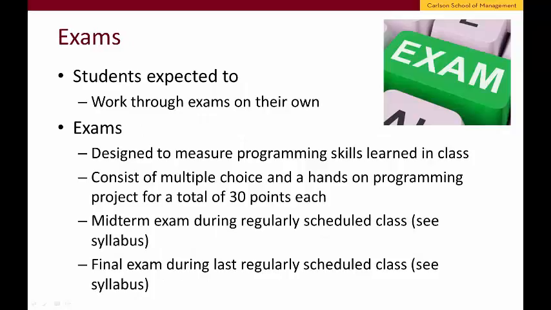The primary objective of an exam is to measure programming skills learned in class, and students are expected to work through each exam completely on their own. Unlike assessments and homework assignments, where discussion and collaboration is encouraged, exams are exclusively a product of your own work. The 2 exams are worth 60 points, 30 points each, with midterms scheduled during one of our regular classes and final during the last class period.